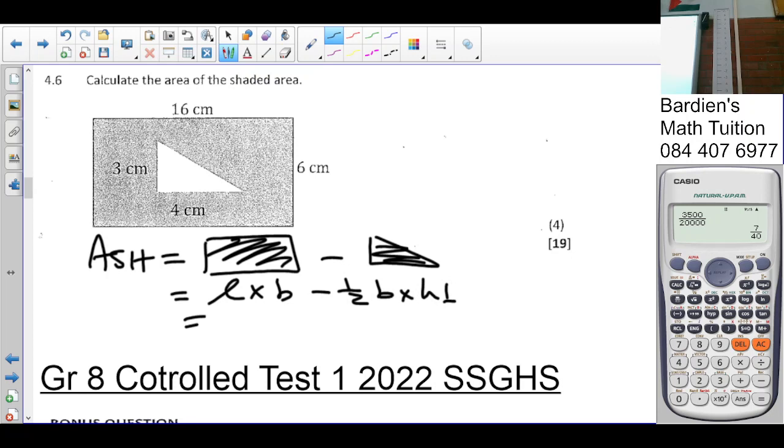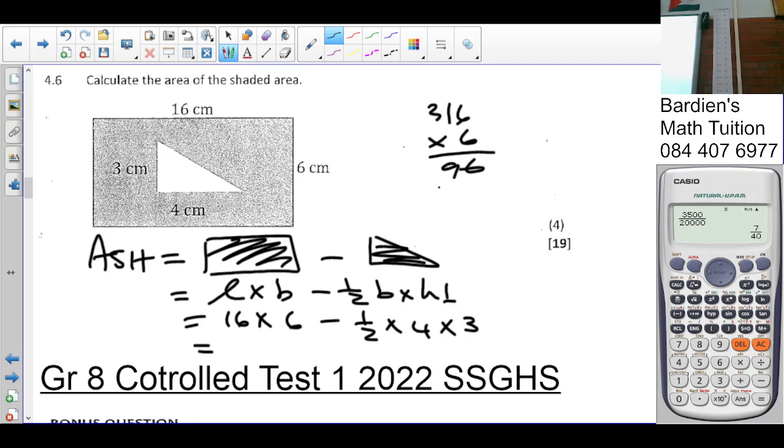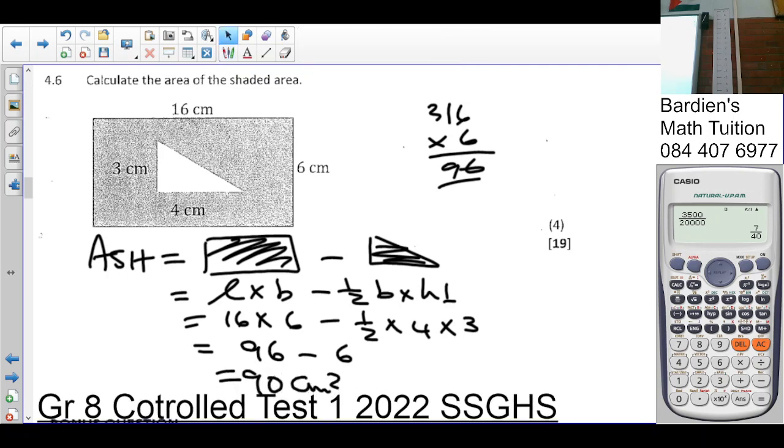Okay, so what's my length? 16 times my breadth, which is 6, or 6 times 16, minus a half. My base is 4 and your height is 3. 16 times 6 is 96. Minus a half times 4 is 2. Times 3 is 6. That gives me an answer of 90. Okay, let me just check if it's correct. Okay, so the answer is 90 centimeters squared.